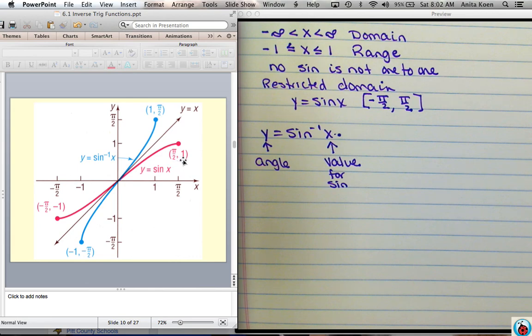Pi halves, 1 is a point on the sine function. So to get the point on the inverse function, we just switch x and y. So now we have the point 1, pi halves. If 1 is the value of the sine, the angle that has that value is pi over 2. And the same here for the point on the function negative pi halves, -1. We switch x and y and get -1, negative pi halves. When we switch this point right here, 0, 0, we still get 0, 0.